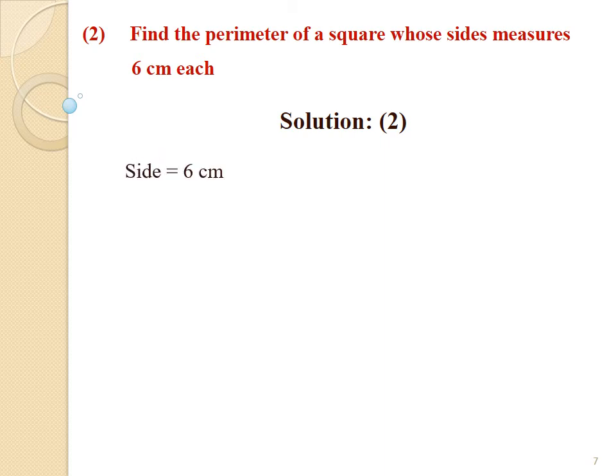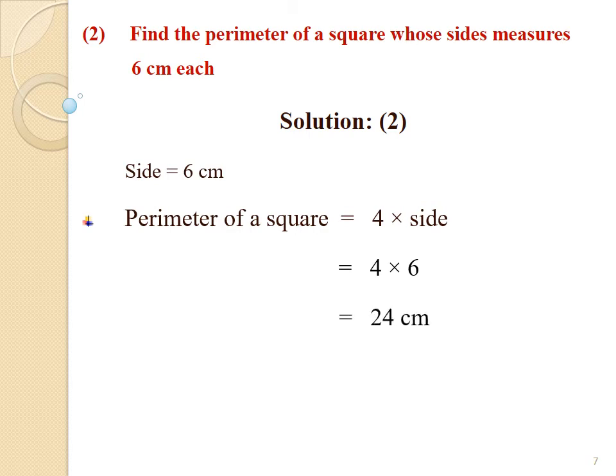centimeters. Thus, perimeter of a square equals 4 multiplied by side. Students, let us multiply the given side 6 centimeters by 4. Thus, multiplying 6 centimeters by 4, we get 24 centimeters. Thus, perimeter of a square is 24 centimeters.